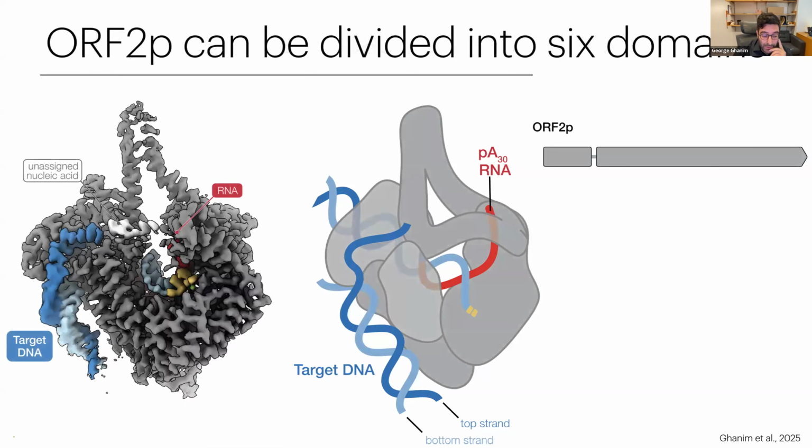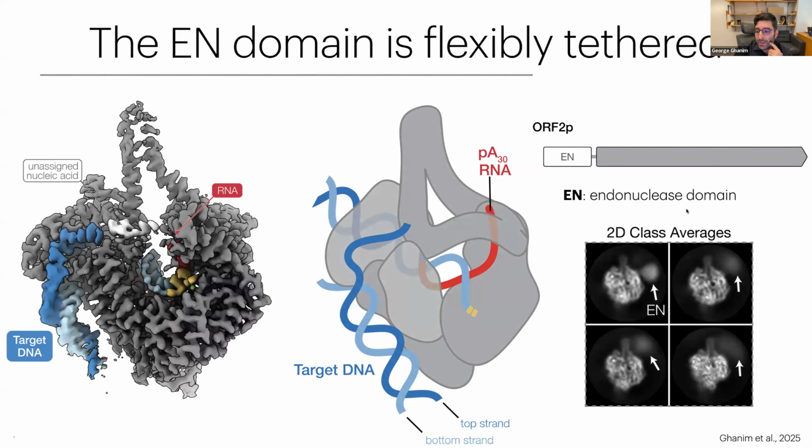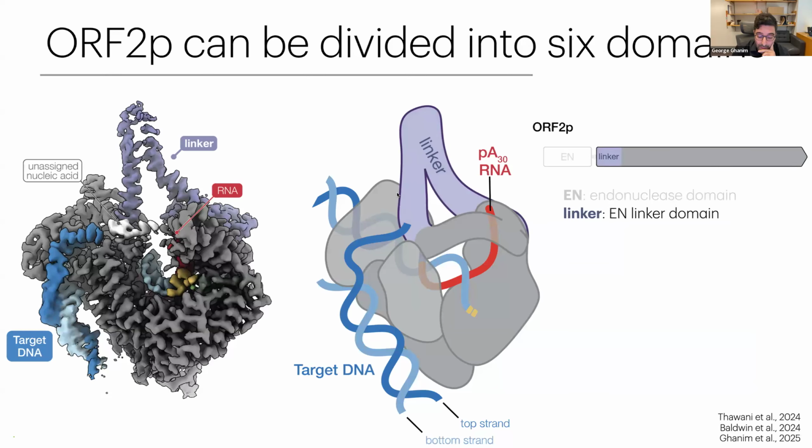And we find that ORF2P can be divided into 6 domains, and these domains come from work that was done previously as well. So we start with the endonuclease domain, but we don't see this endonuclease domain, and it's because it was flopping about, and you can see it flopping about in our 2D class averages. You could see it here and here. So in our consensus reconstruction, we don't see it.